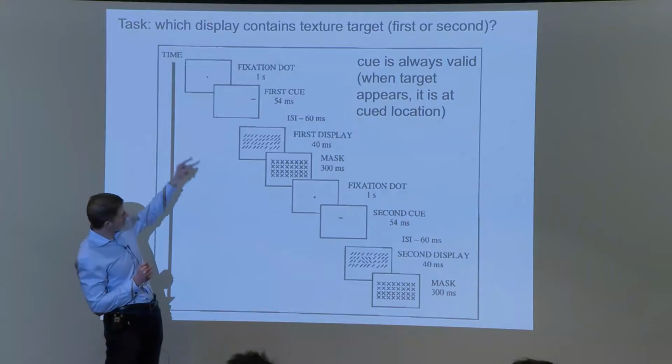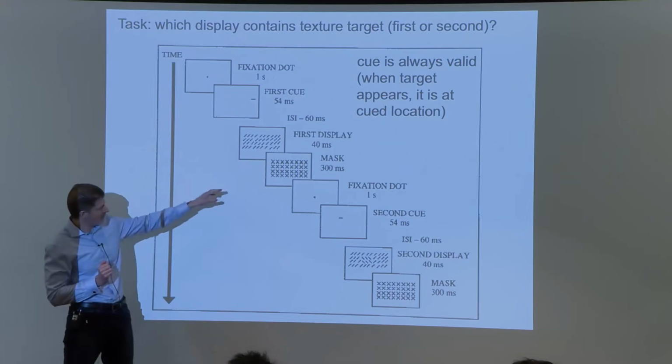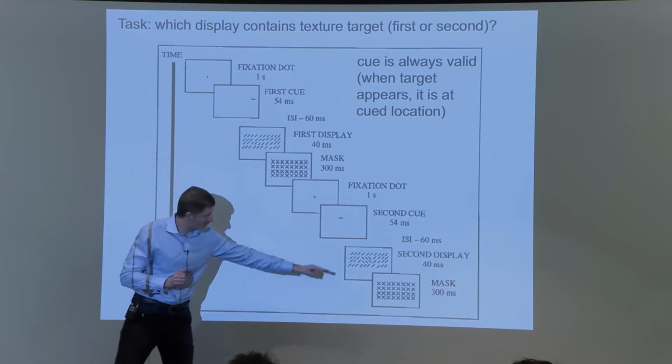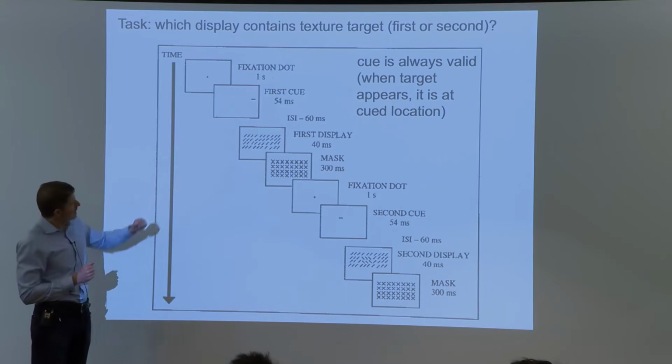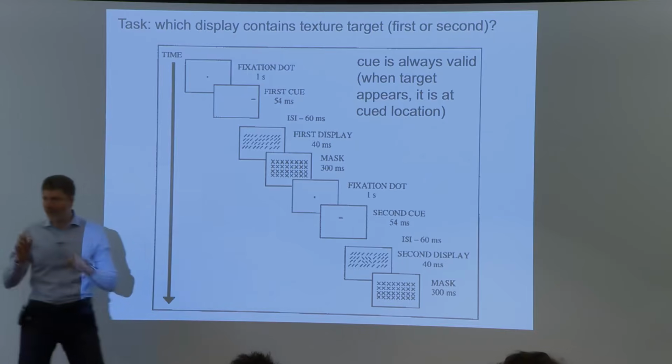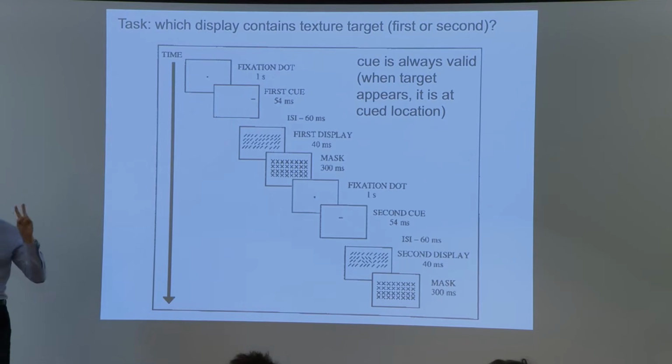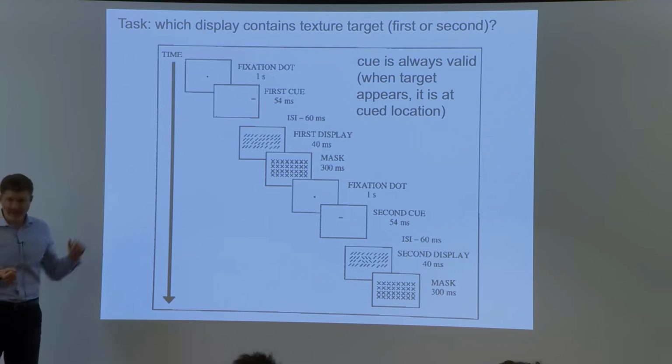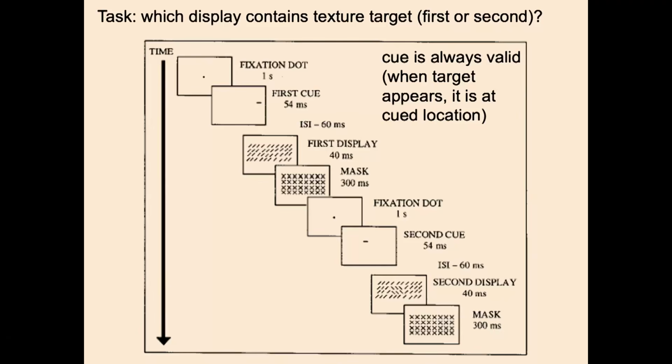You get a first cue and a first display, followed by a brief mask, and then a second cue and a second display, followed by a brief mask. Only one of those displays is going to have what's called the target. That's a little segment of the texture that's oppositely oriented to the rest of the texture. That's the thing you have to detect. Your job in this experiment is to say the target was in the second display in this case, or maybe in the first display in some other case. So it's first or second.